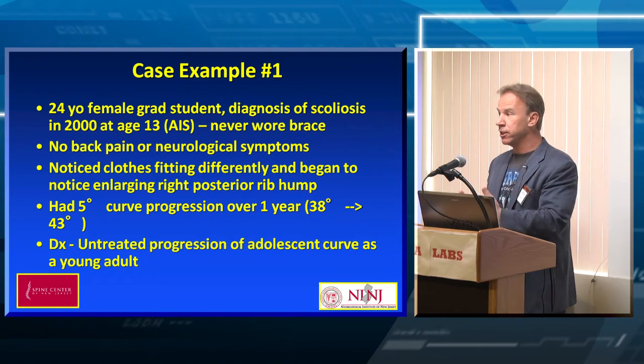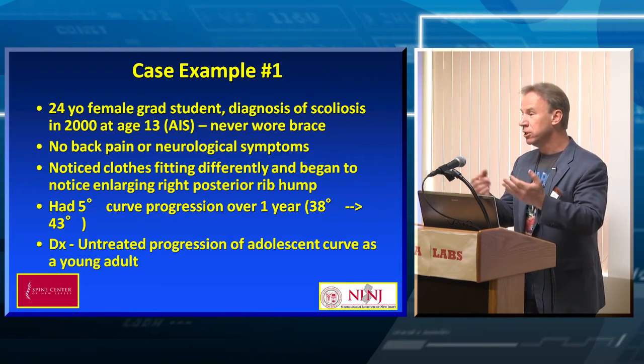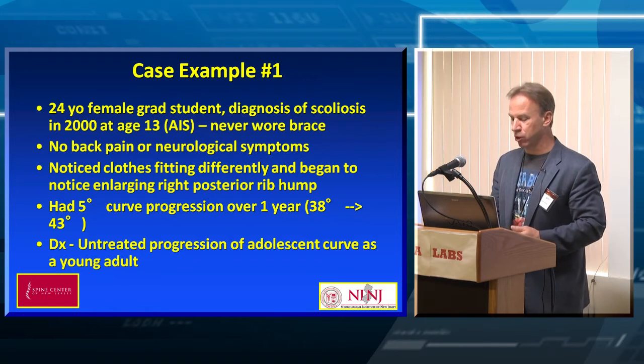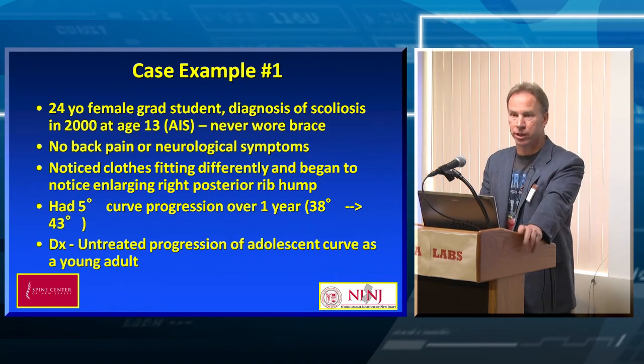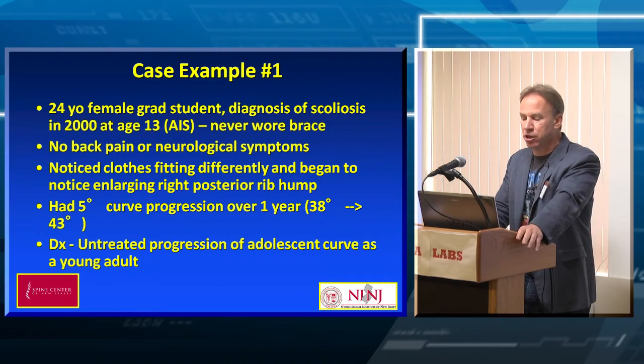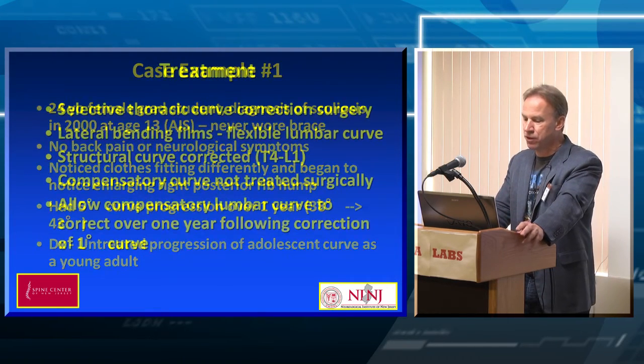At that point, she had progressed 5 degrees in 1 year and was above a critical number where it was reasonable to consider going ahead with surgery. And the diagnosis at that time was just an untreated progression of an adolescent curve.